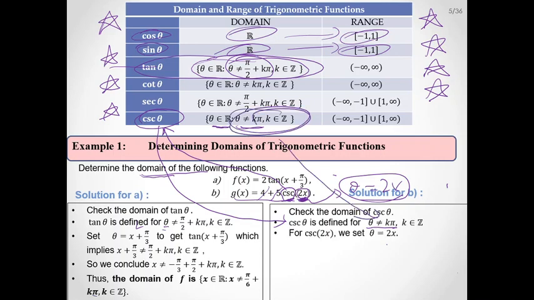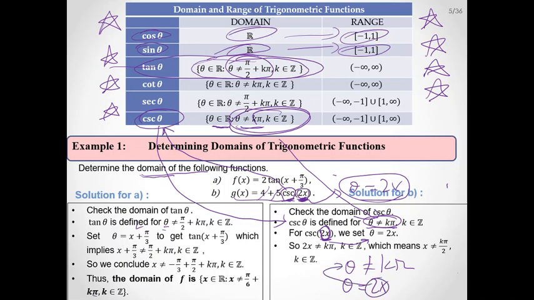Inside the cosecant we have 2x, so we set theta equal to 2x. Then we write this not-equality. So we have two things: theta is not k pi, and theta is equal to 2x. I put this one here, so you get 2x is not equal to k pi.